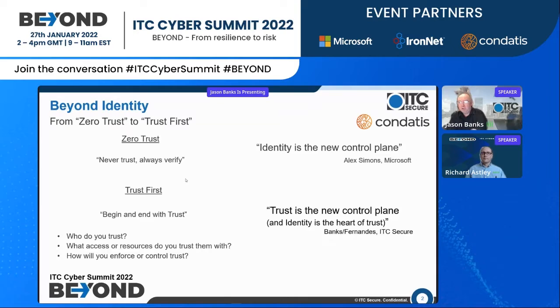Now, in a zero trust context, we tend to prefer to express this as a trust language. Who do you trust? What will you trust them with? How do you control that trust? So normally I would say trust is the control plane, but identity is the heart of trust. And that's just a little bit of context because that sets some of the tone for what we're going to be talking about later in the session.